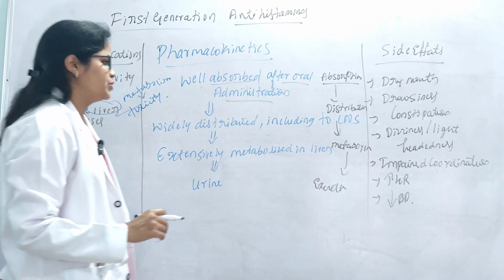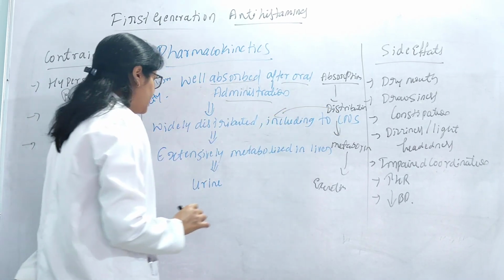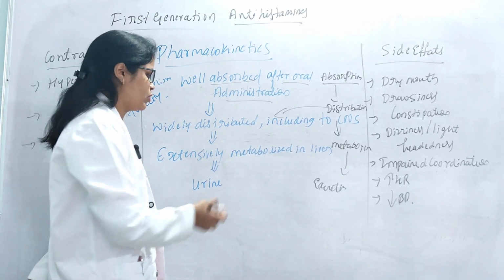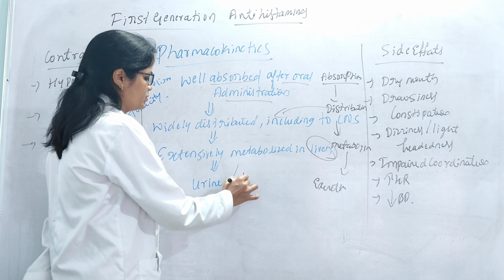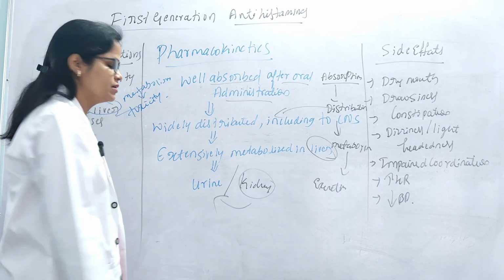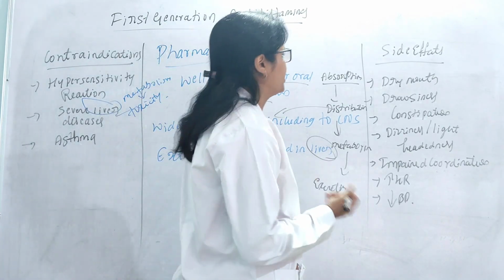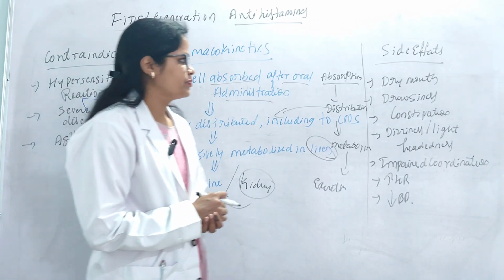And next, widely distributed including to the CNS. Here it is going to distribute to the CNS and it is extensively metabolized in the liver. Excretion is mainly through the kidneys. From the kidneys, urination will occur, so the drug is going to be excreted through the urine. Okay, this is the pharmacokinetics of the first generation antihistamines.